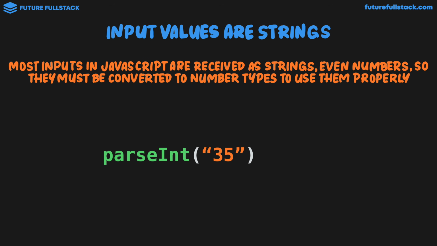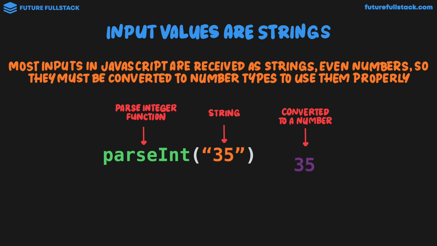So parseInt, which stands for parseInteger, is an easy way to convert strings to numbers. ParseInt is known as the parseInteger function. It takes in a string value, like the string 35, and the string is converted to a number. That is, the number 35. Now, parse is just a fancy word for breaking down and processing data. So parseInteger is saying we're going to process the string and convert it into an integer. That is a whole number. So let's go play around with this inside VS Code.